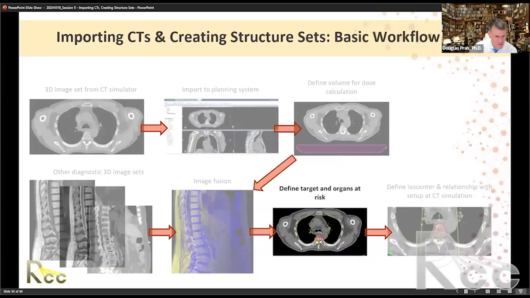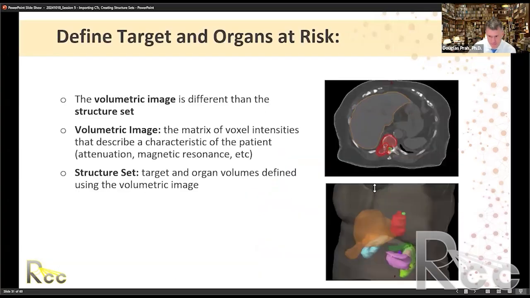So now we've got image fusion. Now it's time to define targets and organs at risk. The volumetric image is different than the structure set. Normally in the planning system, you'll have a CT. Under the CT, you'll have a structure set. Under the structure set, you'll usually have a plan. And then under the plan, you'll have a dose. So you can have multiple plans under a structure set. This is sort of the cadence.